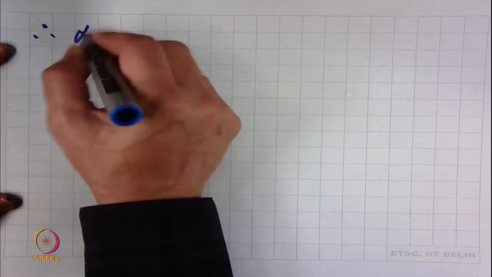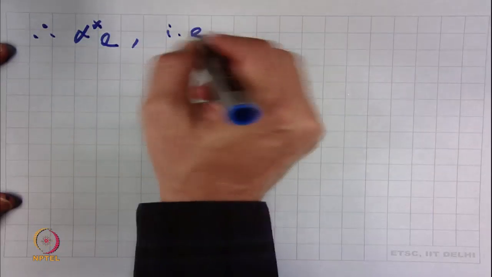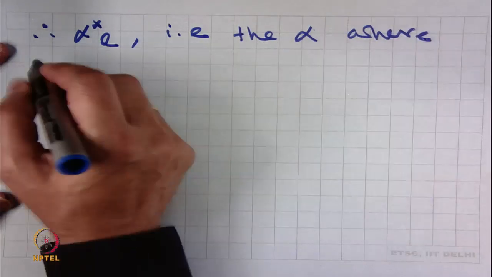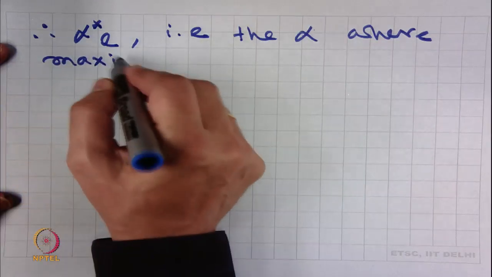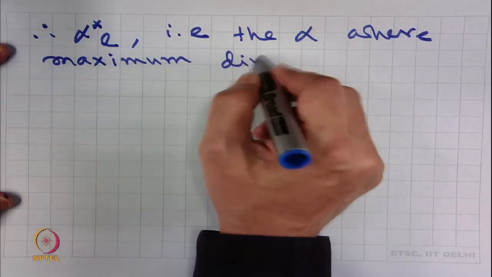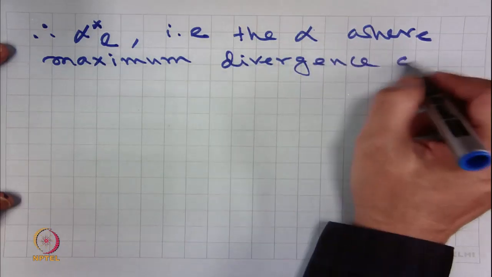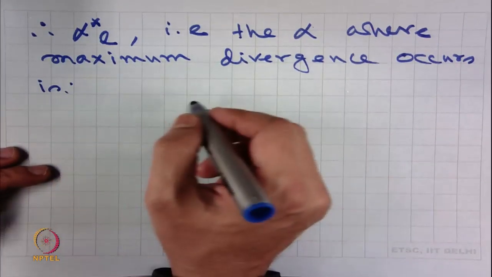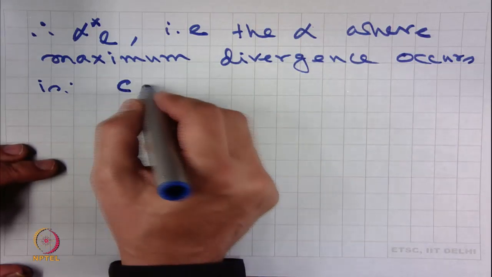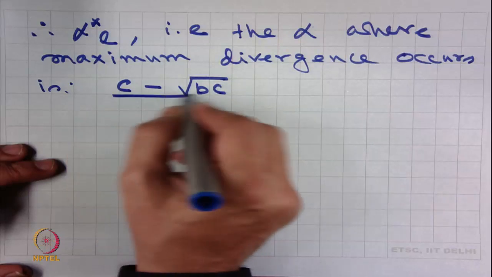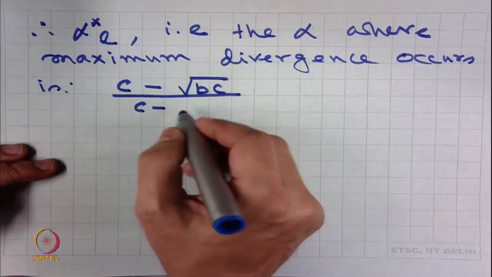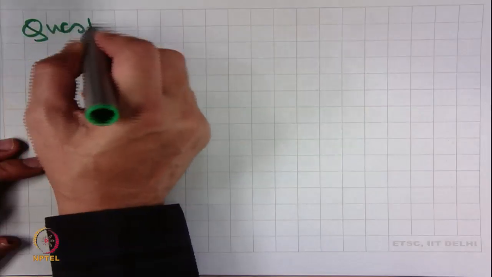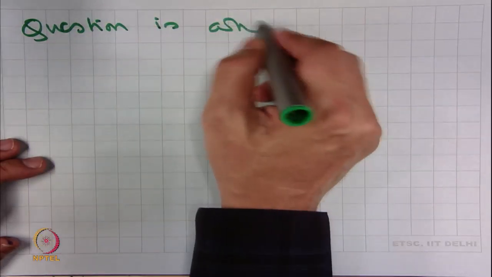Therefore, α*L, that is the alpha where maximum divergence occurs, is (c − root bc) upon (c − b). Question is, what is the value of that divergence?